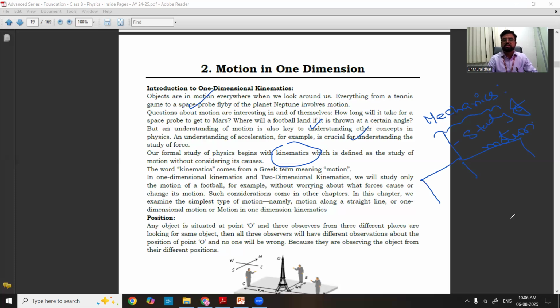So this mechanics is classified into 3 categories again. One is kinetics, right? Second one is kinematics. And third one is dynamics.